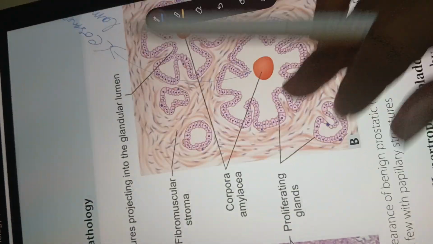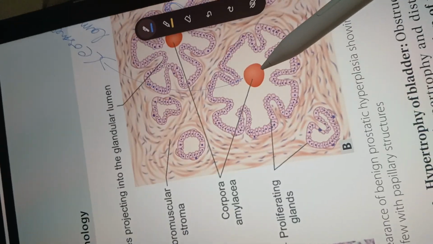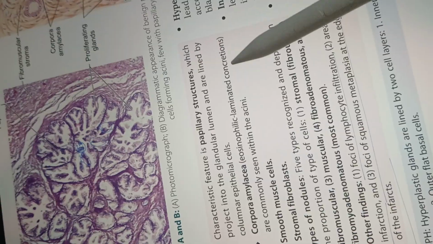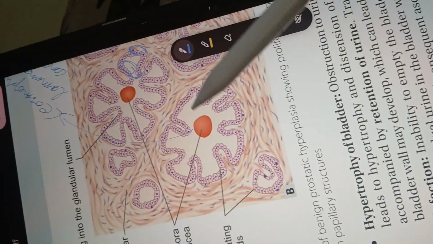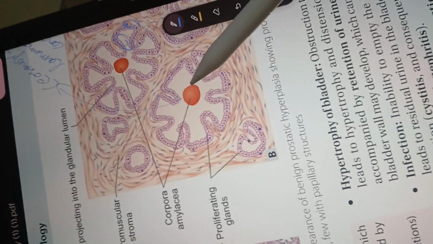Also we find corpora amylacea. Corpora amylacea is actually what? It is the eosinophilic laminated concretions which are commonly seen within the acini. So eosinophilic concretions commonly seen within the acini are called corpora amylacea.